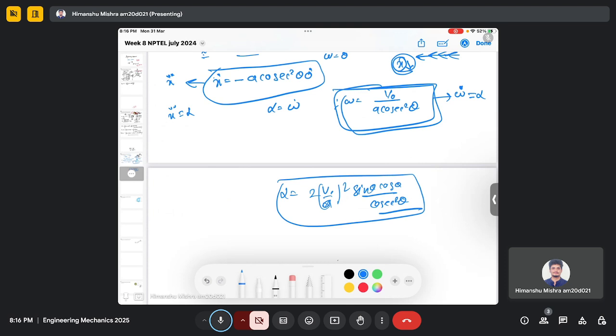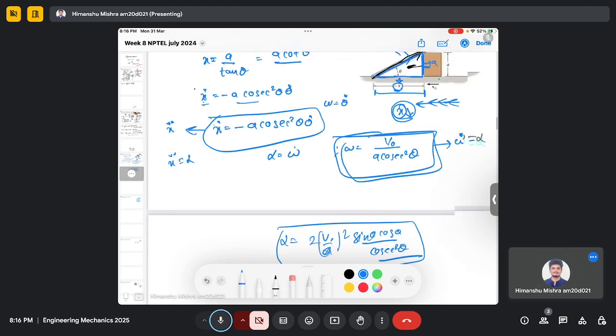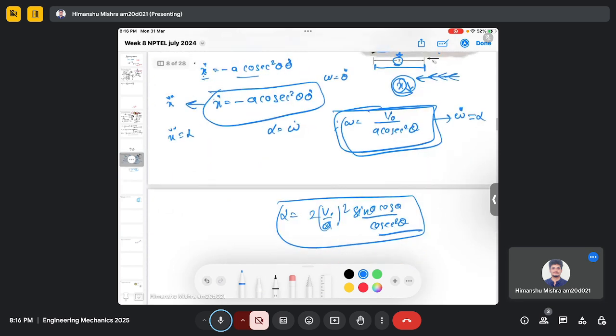How did you remember the answer? No, I have written the answer, right? So I calculated it. I have written it twice, so I remember. V square by a square. The constant cosec square.